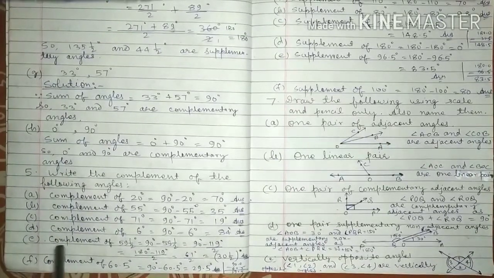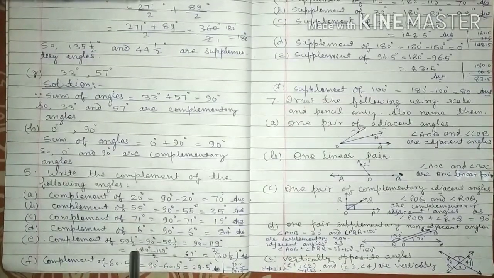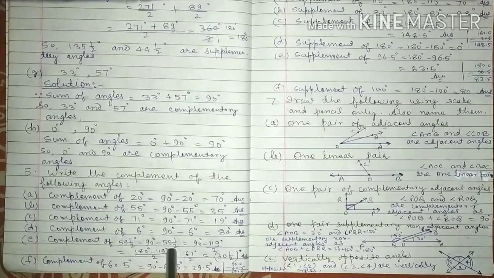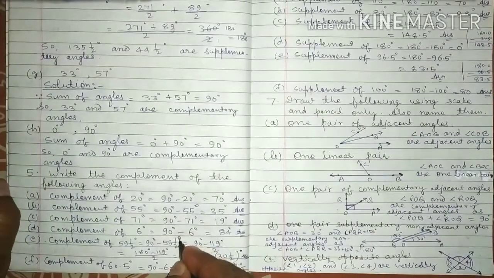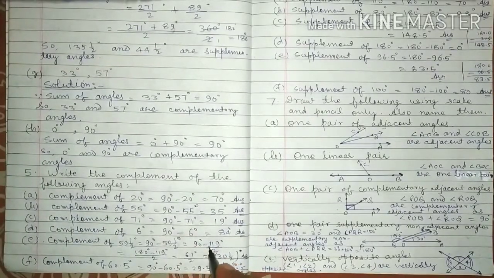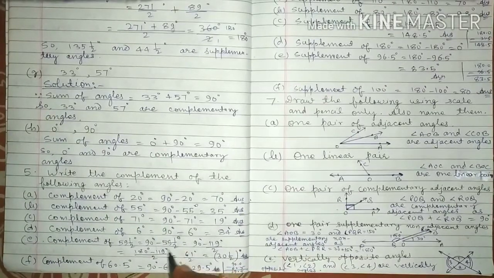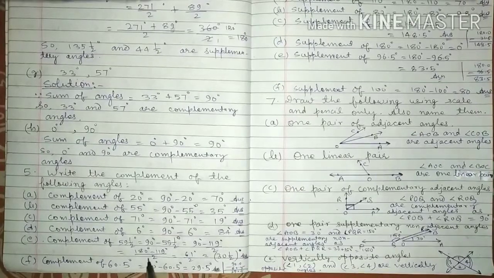Question number E. Complement of 59 whole 1 by 2 degrees equals 90 degrees minus 59 whole 1 by 2 degrees. This equals 90 degrees minus 119 by 2. This is a mixed number. We change it into an improper fraction. We take 2 as LCM. We get 180 degrees minus 119 degrees by 2. This equals 61 by 2 degrees. This equals 30 whole 1 by 2 degrees. This is the answer of question number E.